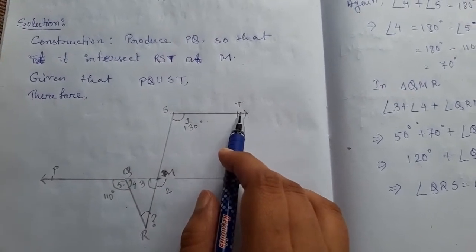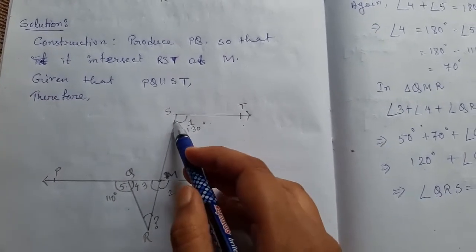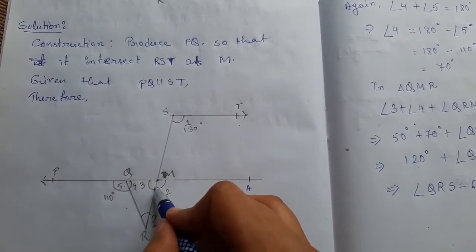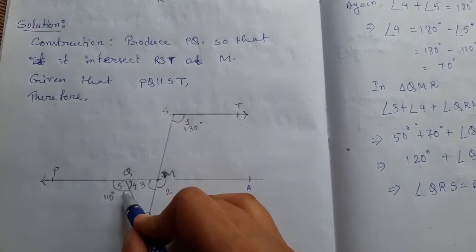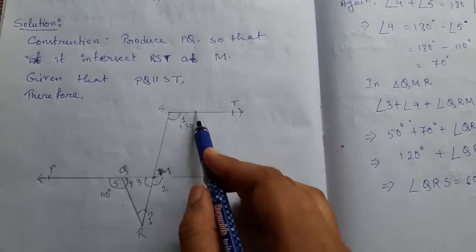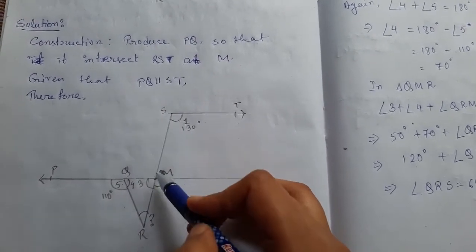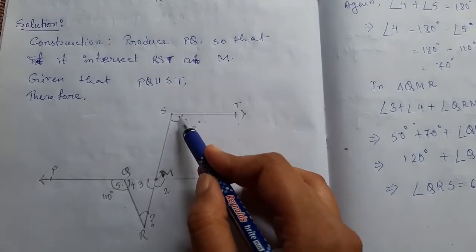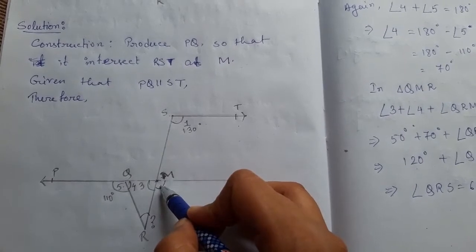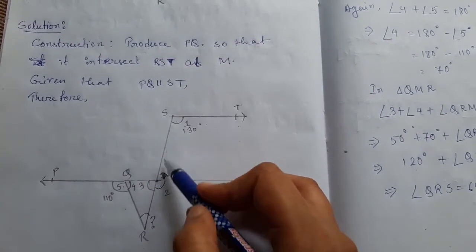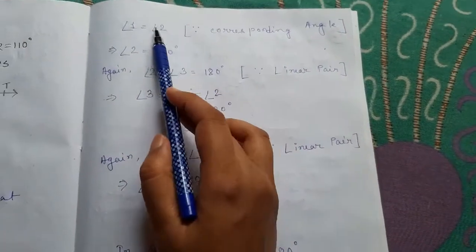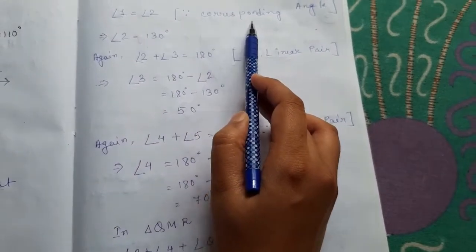Now look at here, I am labeling some angles. This is angle 1, this is angle 2, this is angle 3, this one is angle 4, this one is angle 5. So ST and MA are parallel to each other, and SM is the transversal. That means this angle is equal to this angle by corresponding angles. That's why angle 1 is equal to angle 2.